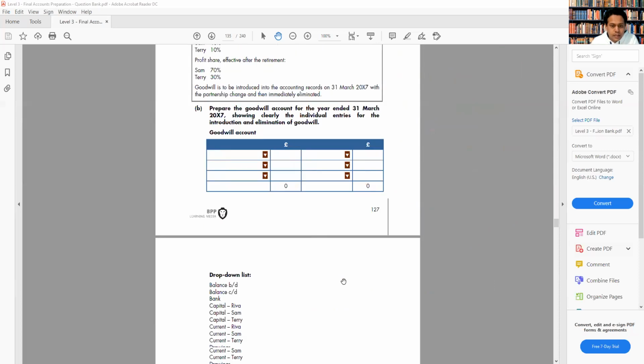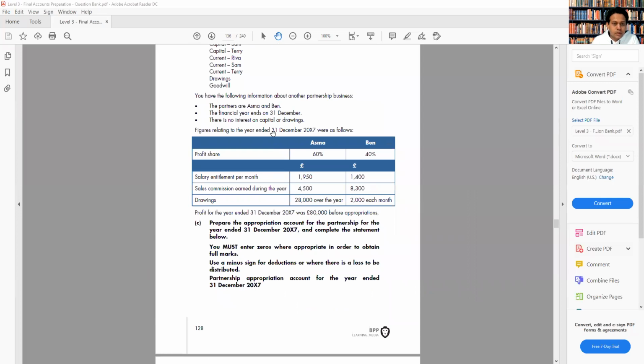to the next one. The next one is saying, you have the following information about another partnership business. The partners are Asma and Ben. The financial year ended 31st of December. There is no interest on capital or drawing. Figures relating to the year ended 31st December 2007 were as follows. Profit share Asma 60%, Ben is 40%.